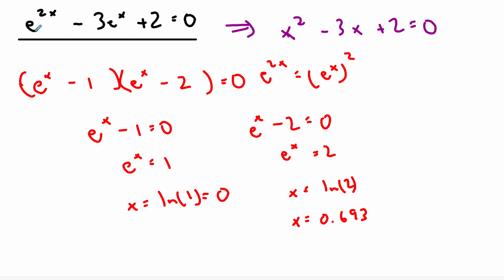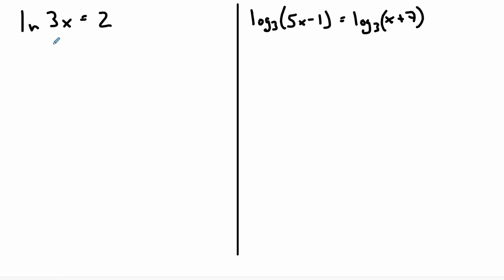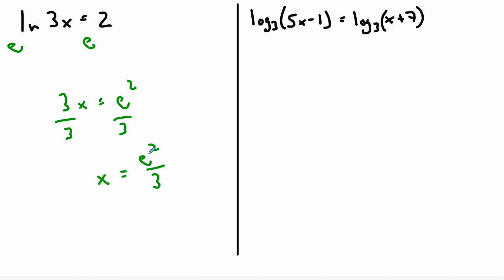Key thing here, recognizing that you've got two different terms, a squared term and a linear term, but in reality they're exponentials. Okay, so this is some just more practice. So I would exponentiate base e, let's say. So this would be e squared equals 3x, divide both sides by 3, x equals e squared over 3, which is just a number.